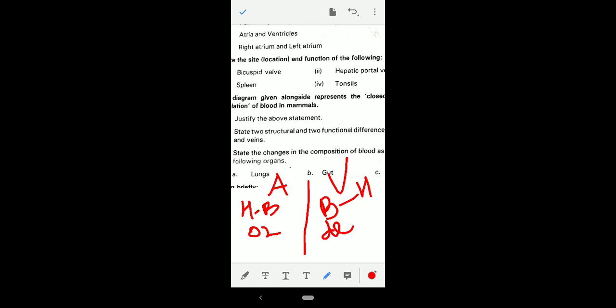In artery, the wall is thick, while in vein, the wall is thin, specifically tunica media. In artery, no valves are there. In vein, valves are present. In artery, blood flows with a jerk or at a high pressure, while in vein, blood flows smoothly without any jerk. That's why valves are required.